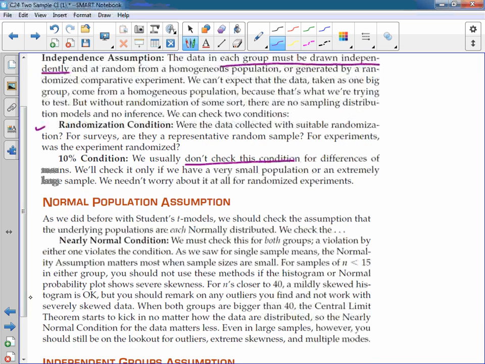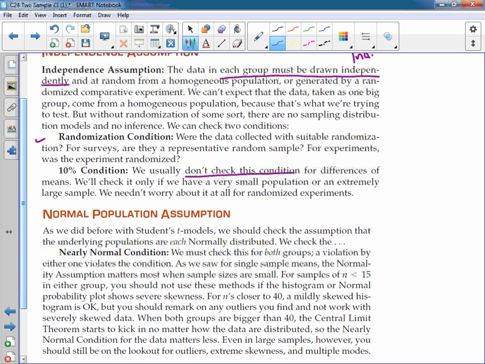And then you have nearly normal. Now, when you're checking the nearly normal condition, you should check this for both groups. Okay? Both being the key word. That means you will have two different data displays to look at. Hopefully. Okay? You should be looking at a histogram or a normal probability plot.